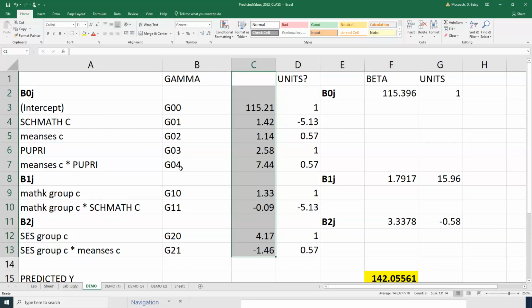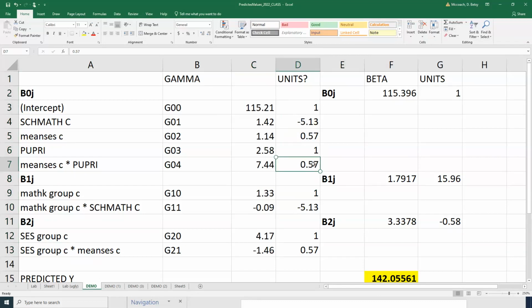And then public private, you could actually center public private, but we didn't. It's uncentered. So it's always just going to be a 0 or a 1. So the units here is it's a private school student, right? So private is 1, right? And then mean SES multiplied by public private is really 0.57 times 1, right? Because that's mean SES times public private. So that's still going to be 0.57. Everybody with me there? Okay.